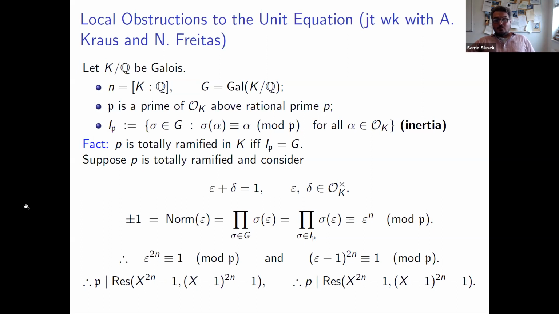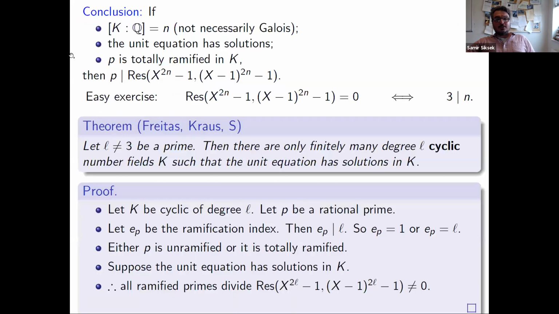Okay, so what's the upshot? Let me maybe go to the next slide. So the upshot is, if I have an extension K over Q of degree n, and it turns out that Galois is not needed, it just makes the argument a little bit more transparent, and if the unit equation has solutions, and if the prime P is totally ramified in K, then P divides this resultant here.